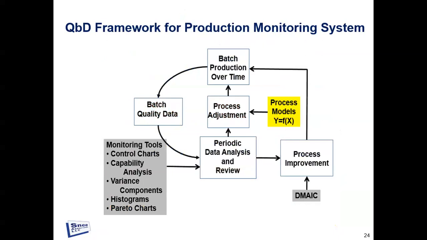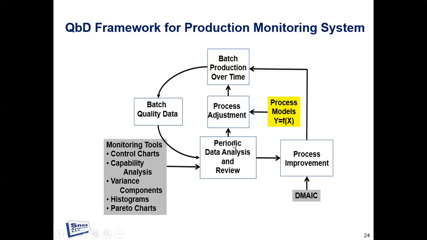Another piece here is that quality by design can provide a very effective production monitoring system. And so here's what that system will look like. If we've got a batch production, producing material over time, we get data on the product, batch quality data, and there's a periodic analysis and review of that data. And out of that periodic analysis and review, maybe there's some process adjustments we need to make in order to get the process back on target. Well, the process models, this y as a function of x, tells us what variables, how we can change the different variables to get the process back on target.